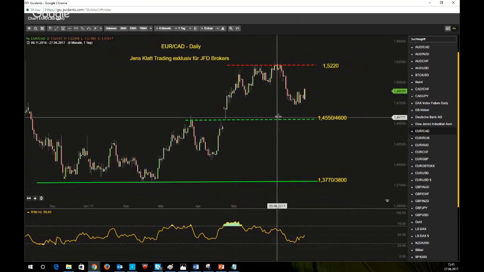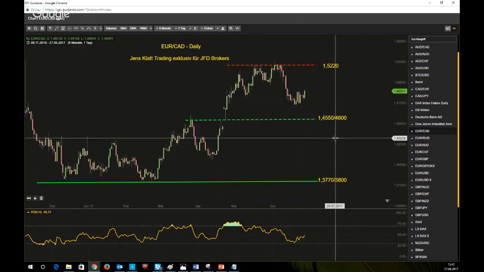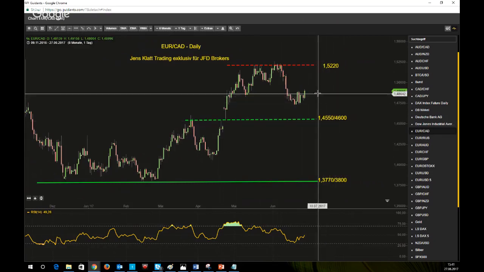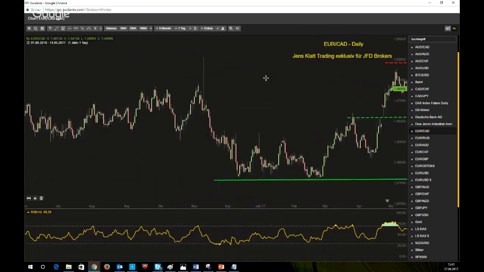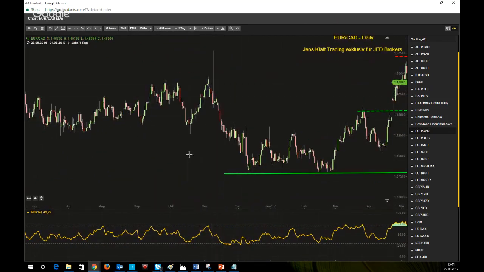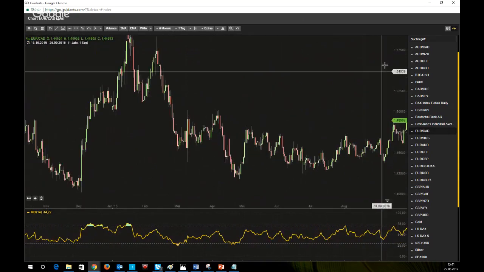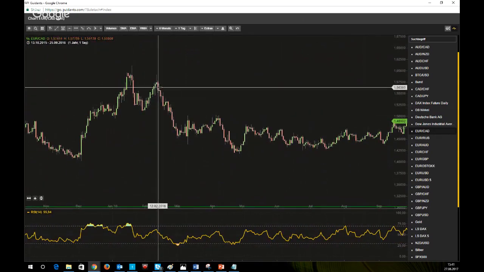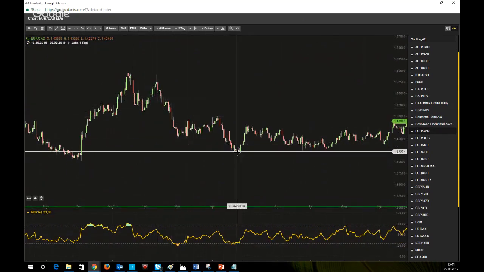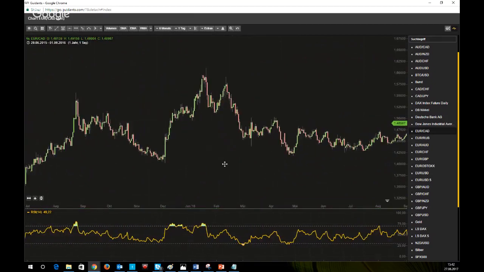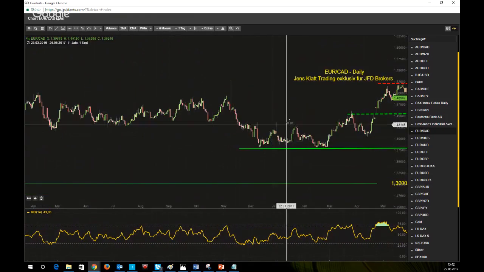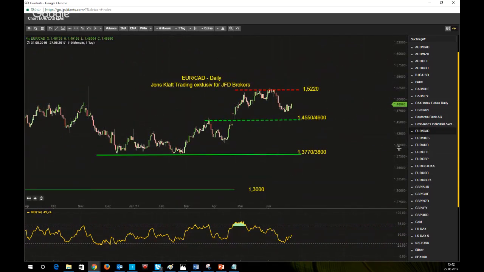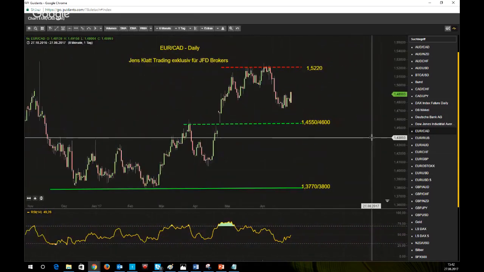But what I could imagine is to let profits run in case the market really starts to build a trending structure. Look at how, well, that's probably not such a great example here, but look at this. See how long trends can last in such cross pairs, and this is not just on the downside but also on the upside.